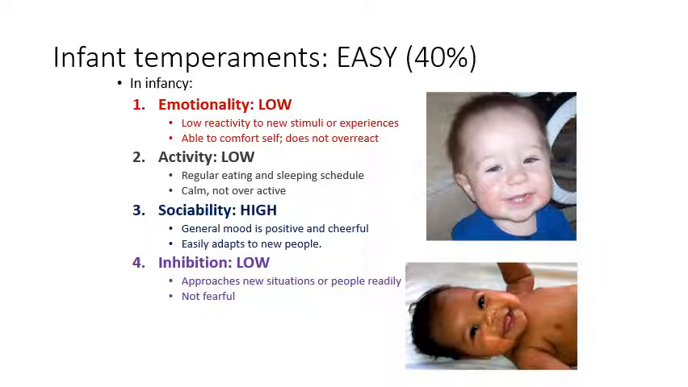And they understood that there were 3 temperaments through these observations, and that about 40% of the babies they worked with were considered easy. They weren't that emotional, they didn't have big emotional reactions. Their activity level was low, they were calm, they weren't overactive. They were sociable, they liked people, they were positive and cheerful, they would go to a new person and adapt easily. And inhibition was low, they weren't scared, they weren't that fearful.